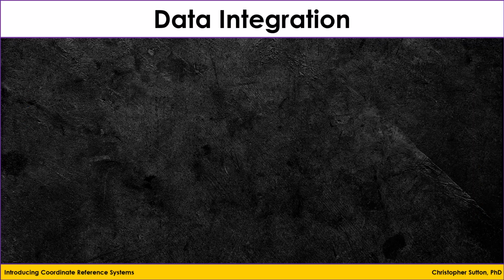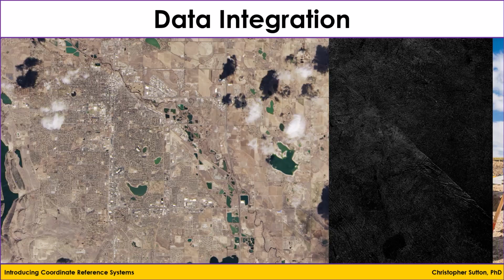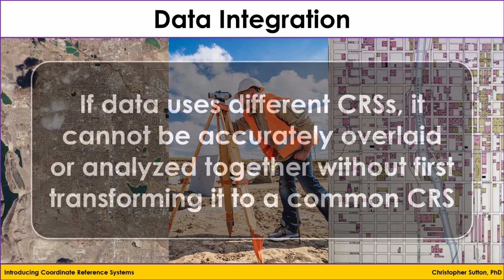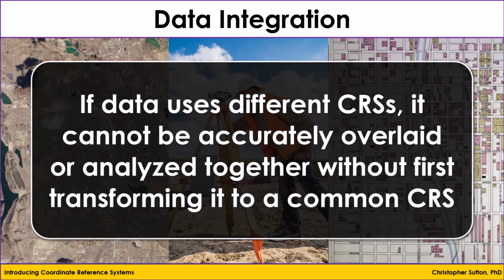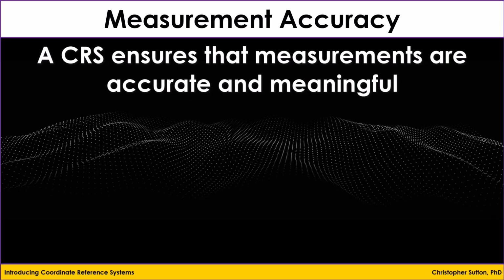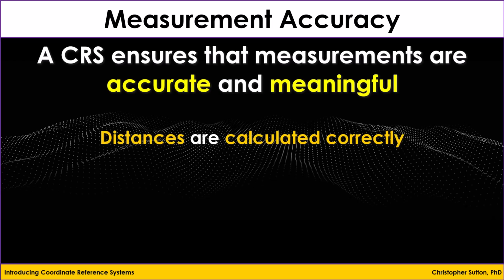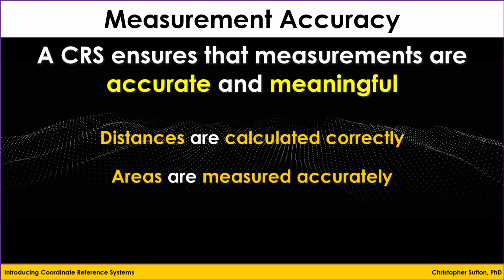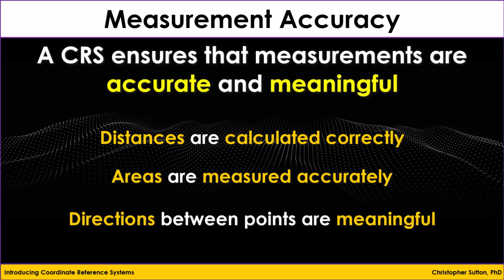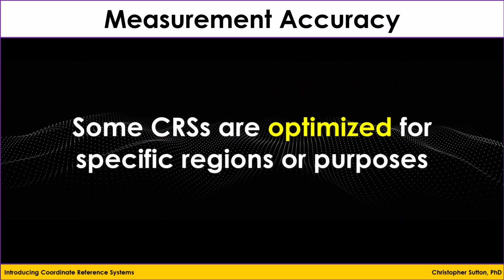GIS projects often involve combining data from multiple sources, such as satellite imagery, survey data, and maps. If the data uses different coordinate reference systems, it cannot be accurately overlaid or analyzed together without first transforming it to a common coordinate reference system. A coordinate reference system ensures that measurements are accurate and meaningful. It ensures that distances are calculated correctly, areas are measured accurately, and directions between points are meaningful.